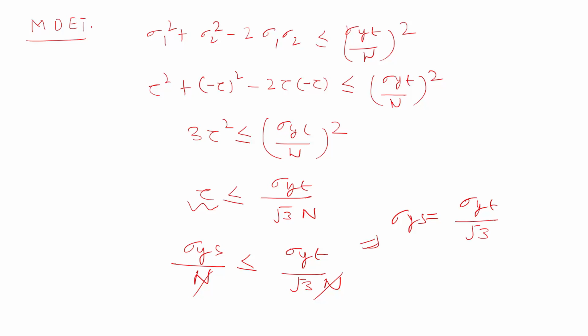So we can say sigma ys is 0.577 times sigma yt. So this is the relationship between the yield strength in shear and the yield strength in tension according to the maximum distortion energy theory, or MDET. So this is the relationship between sigma ys and sigma yt.